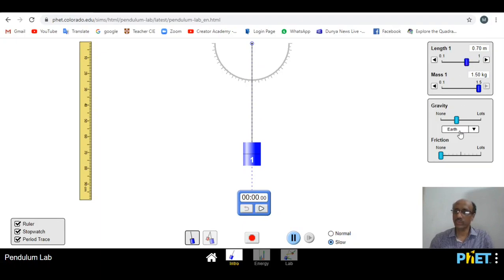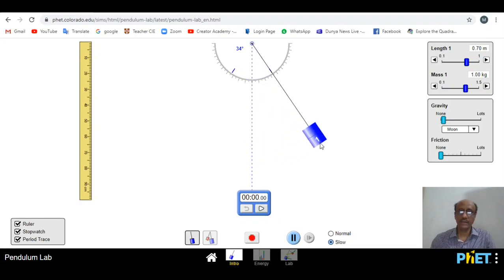Okay, what we will do, we will keep the length at 0.7 and the mass is 1 kg. Now we will change the value of the gravity. The time period T is equal to 2π under root L over g. So now if we select the Moon, we will play this animation once again.